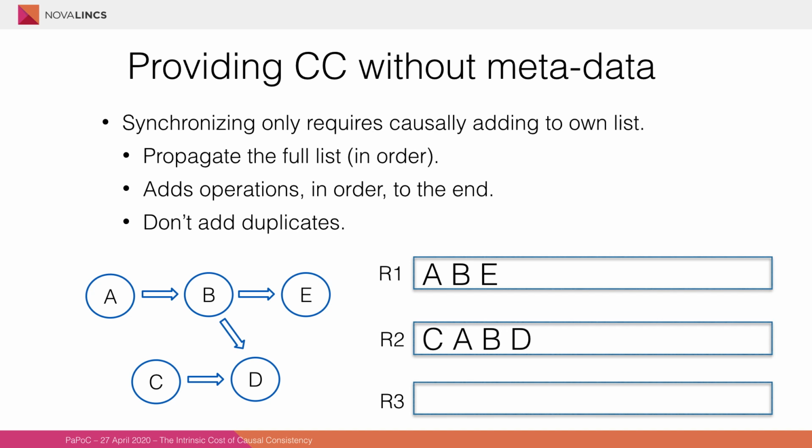the last one created. At any replica, you can receive the operations from the first replica, A, B, E, and then the operations from the second replica, C, A, B, D, and you ignore A and B because you already have received those. Alternatively, you first receive the operations from the second replica, C, A, B, D, and then you receive A, B, E, and remove A and B because they would be duplicates.